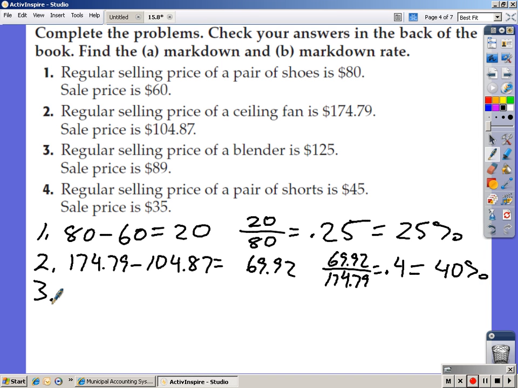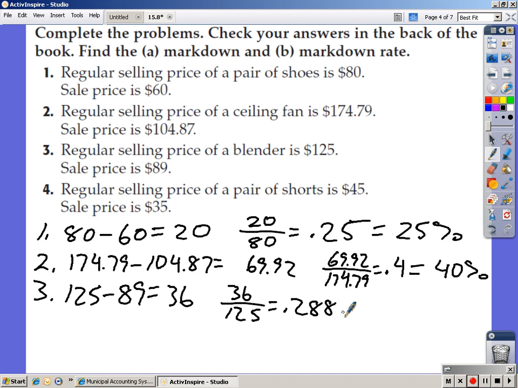Okay. Number three, regular selling price is $125. Sell price is $89. It's $36 for a markdown. 36 divided by 125 is 0.288, which is 28.8%.